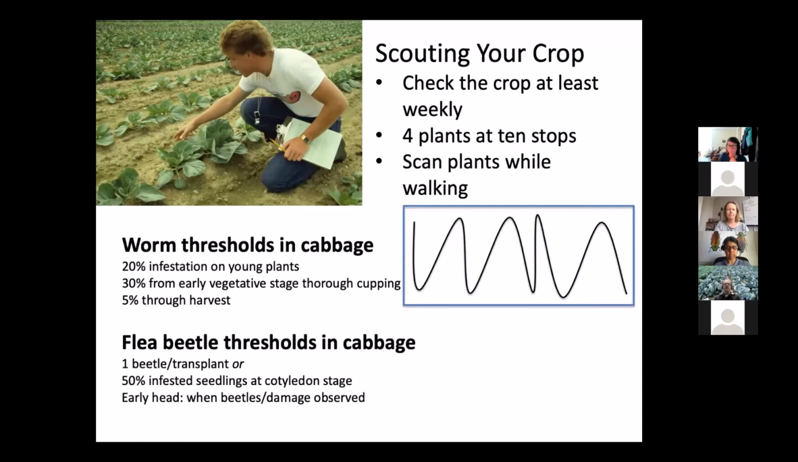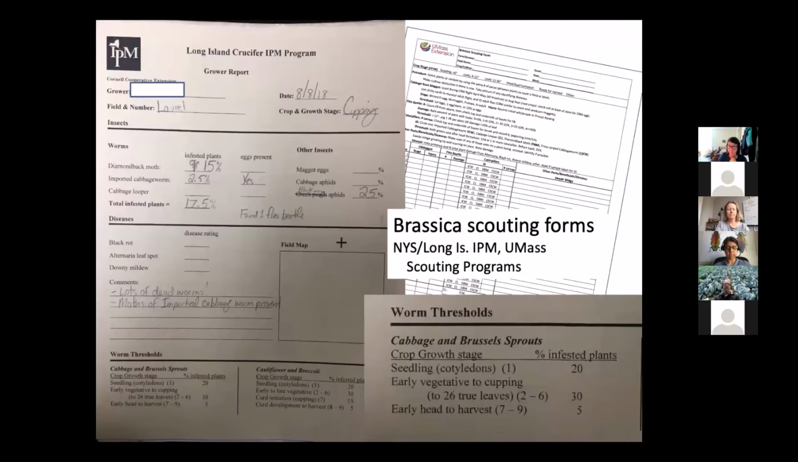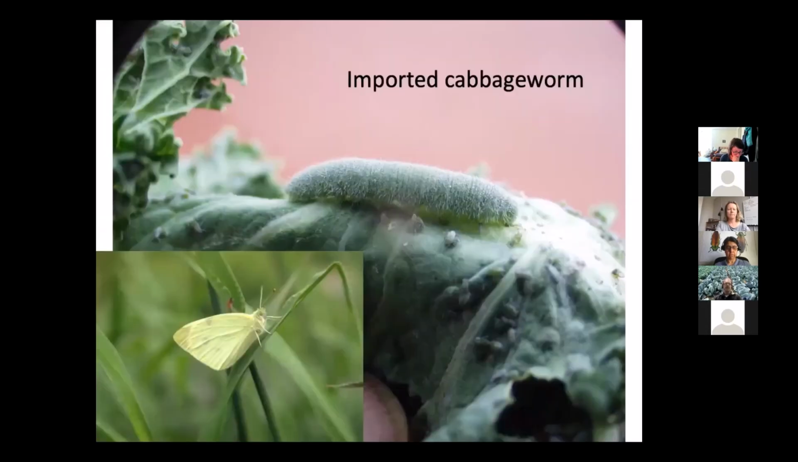It basically involves wandering through the crop, checking at a number of sites for different pests, and we have different levels of thresholds for certain ones that you can use to gauge when control might be necessary. These are the forms that we use on Long Island, and there are similar forms from UMass for Brassica scouting. And you can design your own, just some kind of a record, so you keep track of what is there, as well as what is controlled after you make an application. You want to see that you're getting results when you do try to get control, that it's actually working. So you can make adjustments as necessary too.